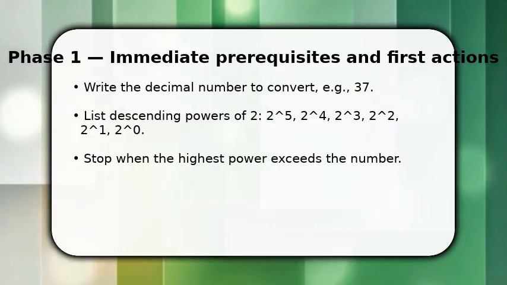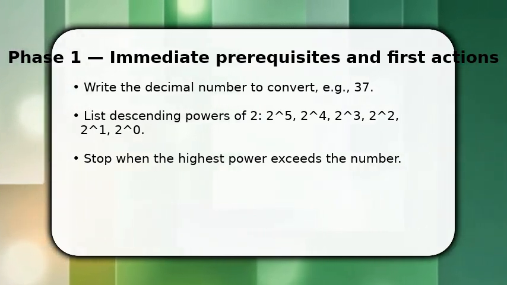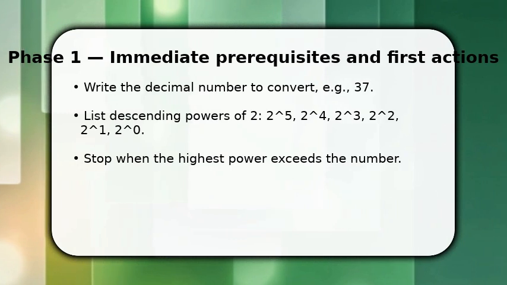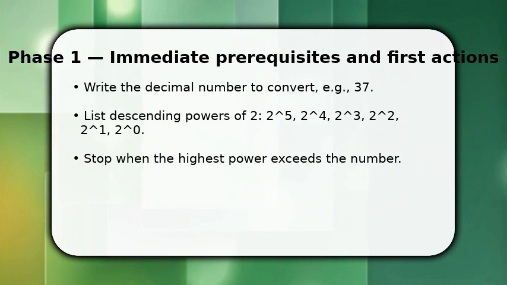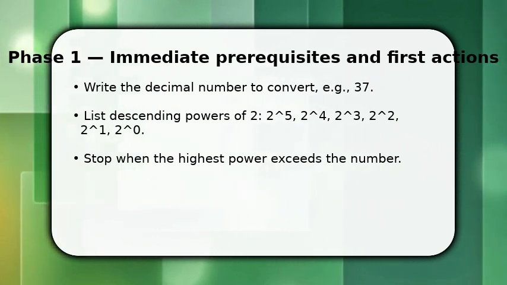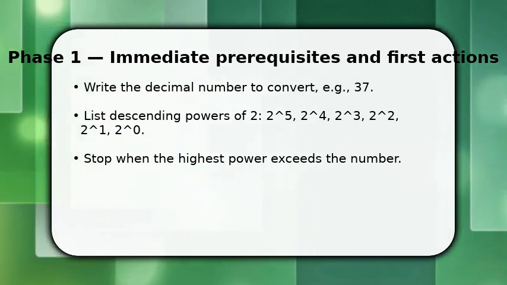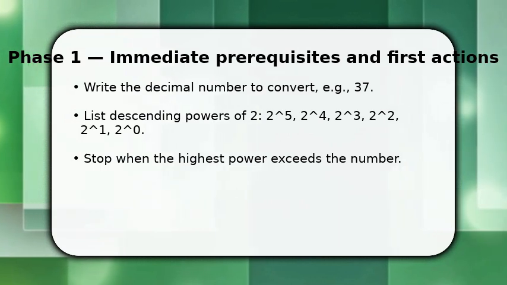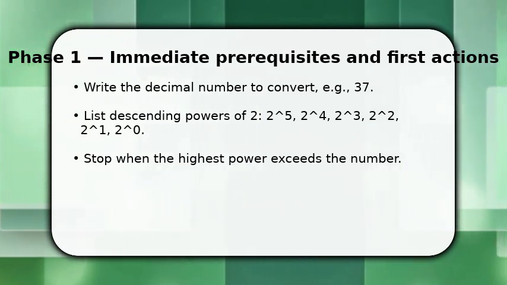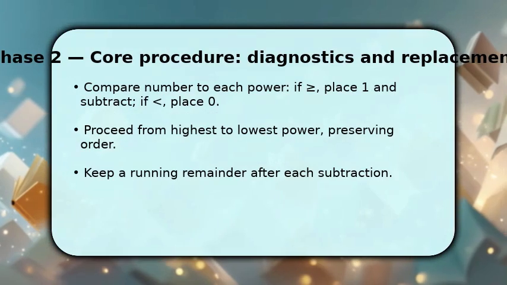You start by writing the decimal value you want to convert, for example, 37. Next, list powers of 2 descending from a power that just exceeds the number, such as 2^5 equals 32 down to 2^0 equals 1. Once done, make sure to stop at the highest power that is not larger than the number. This reduces steps. You do this because binary represents numbers as sums of powers of 2, and identifying the correct power. Now you work down the list.